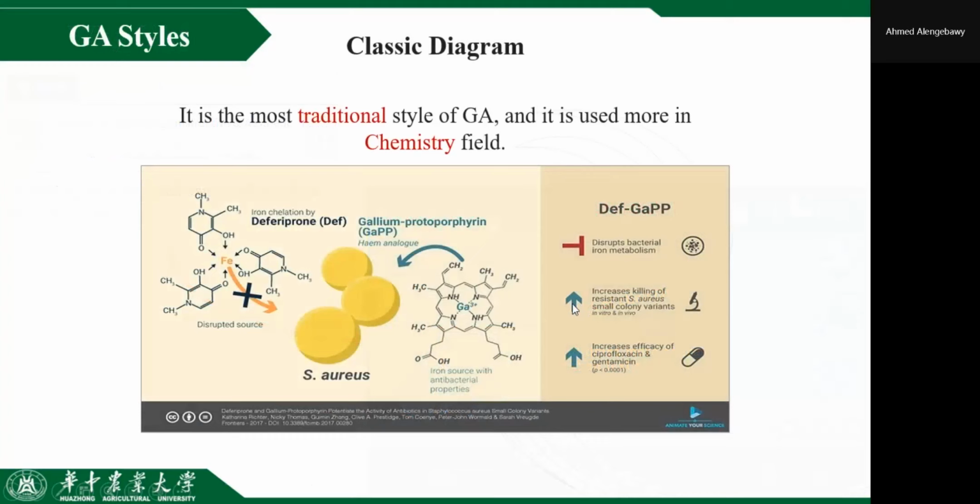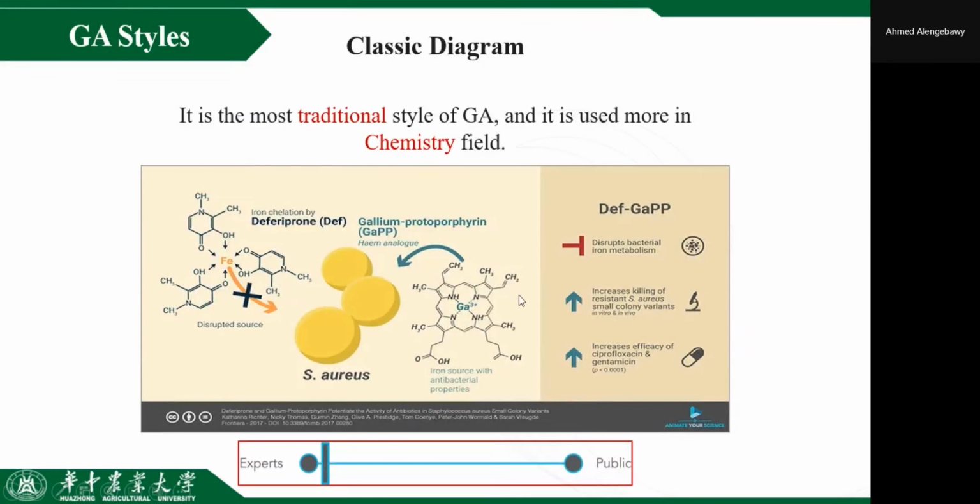So what are the styles of graphical abstract? We have about four different styles. The first one is the classical diagram. This diagram is traditionally created in this way, and it is common in the chemistry field. As you see here, it is just traditionally created. The impact of this type of graphical abstract is that it attracts experts more than the public. So if you make a graphical abstract like that, it will attract experts more than the public.